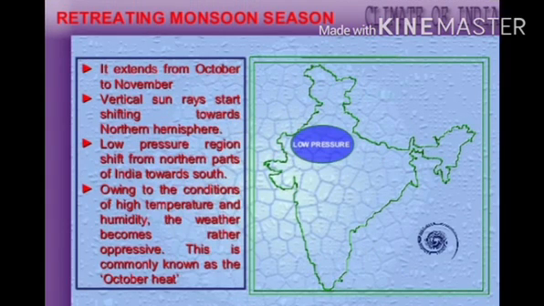Now the retreating monsoon. It extends from October to November. Vertical sun rays start shifting towards the southern hemisphere. Low pressure regions shift from the northern part of India towards the south.